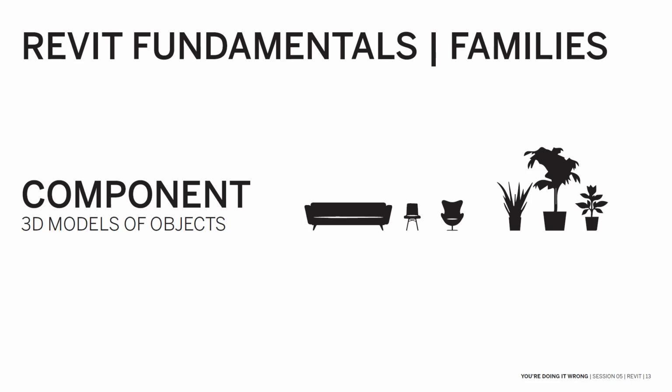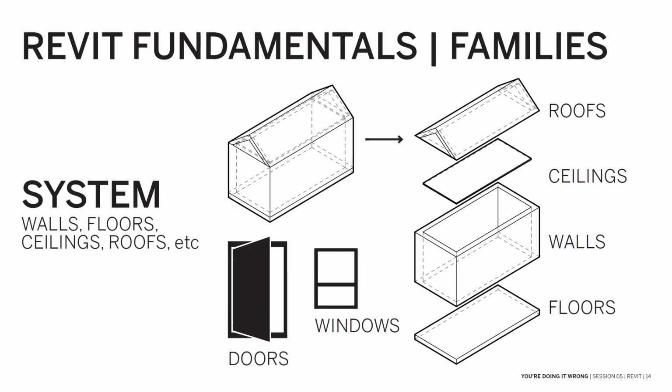Families. So any objects that are placed in Revit are called families. And there are two types of families. There are component families, which are families that are downloaded and imported into the model. So furniture, plants, scale figures, or any other element you can see or place into your architectural projects. Those are component families.